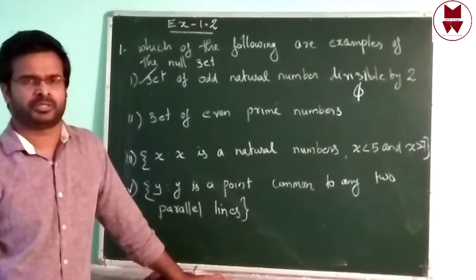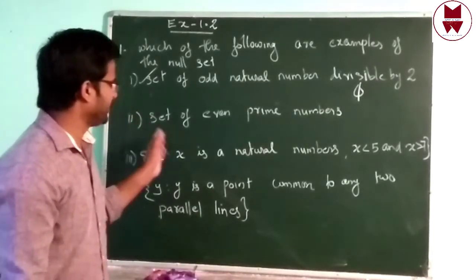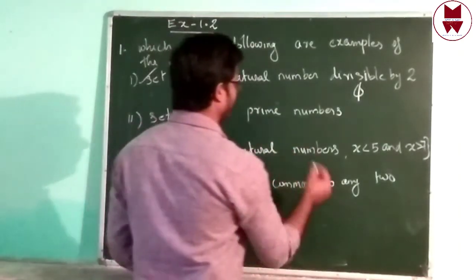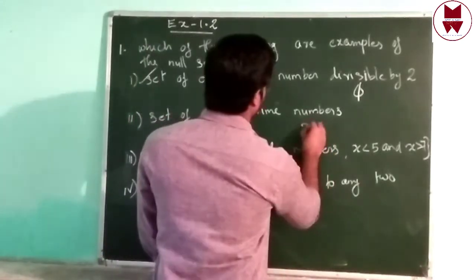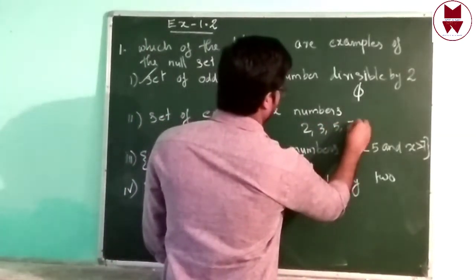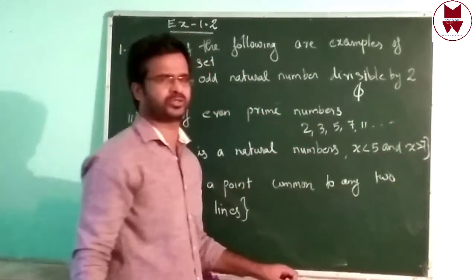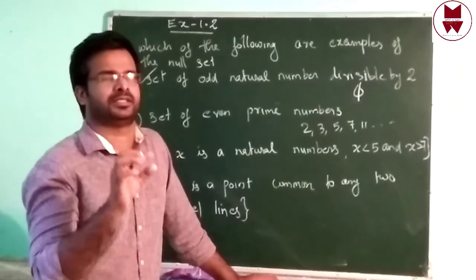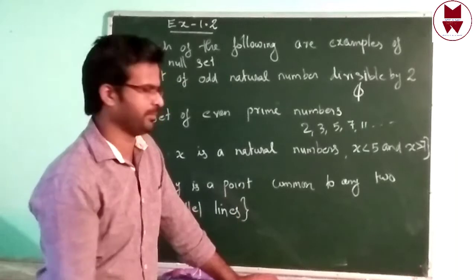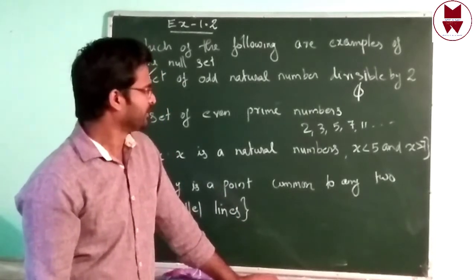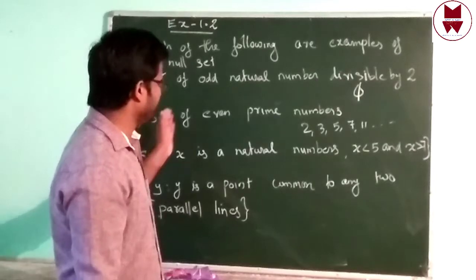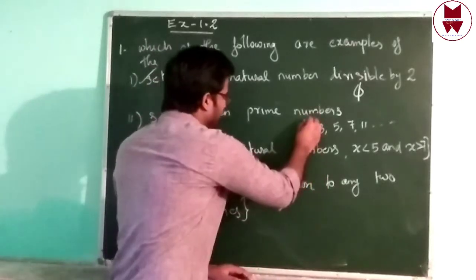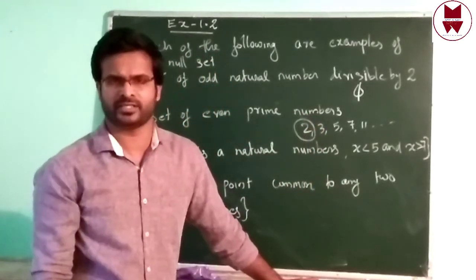Then Roman number 2. What is Roman number 2? A set of even prime numbers. Prime numbers you know, isn't it? Which numbers are prime numbers? That means 2, 3, 5, 7, 11, etc. In lower classes also we have studied. These numbers are prime numbers, divisible by 1 and the number itself. That type of number is known as prime number. Then a set of even prime numbers. Here can you see any even number? You can see 2. 2 is an even number, isn't it?